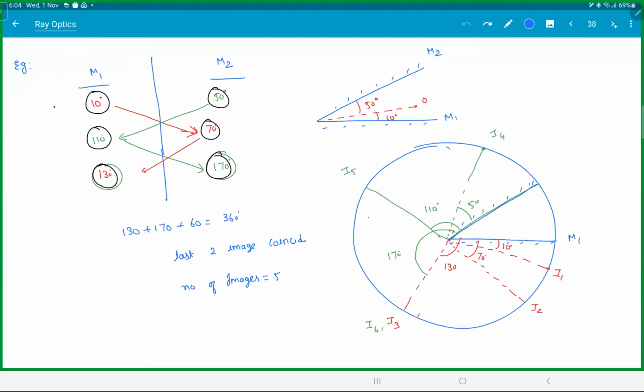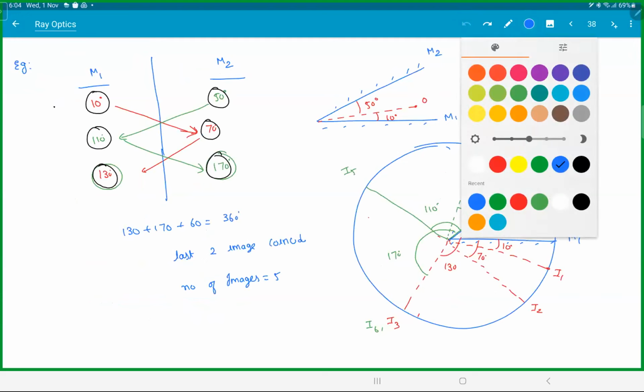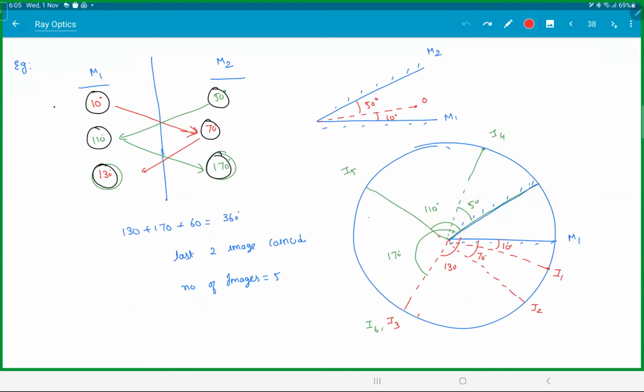Example, look at what we did. Here we have two mirrors, M1 and M2, and the object is somewhere here. The first image forms at an angle of 10 degrees, so this is your first image in M1. The angle between the mirrors is 60. So 10 plus 60 is 70, 70 plus 60 is 130, 130 plus 60 is 190. It exceeds, so you stop here.